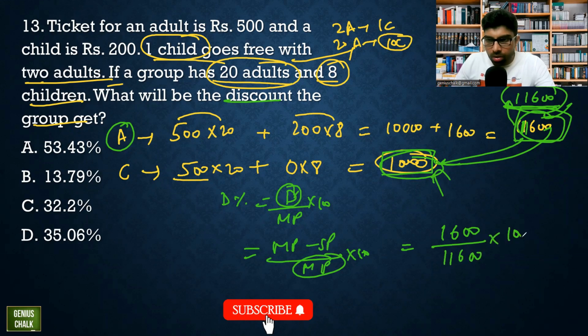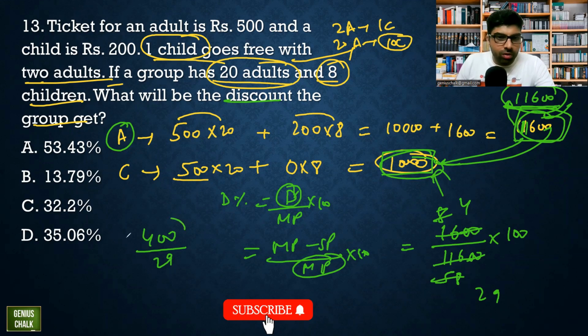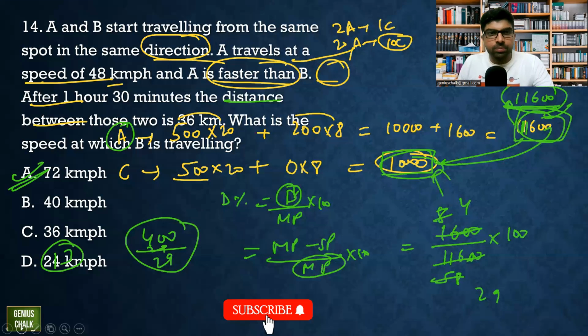11600 into 100. So this gets cancelled. This is 8 by 58. This is 4 by 29. So 400 by 29, how much? So it will be 13 point something. So option B has to be my right answer.